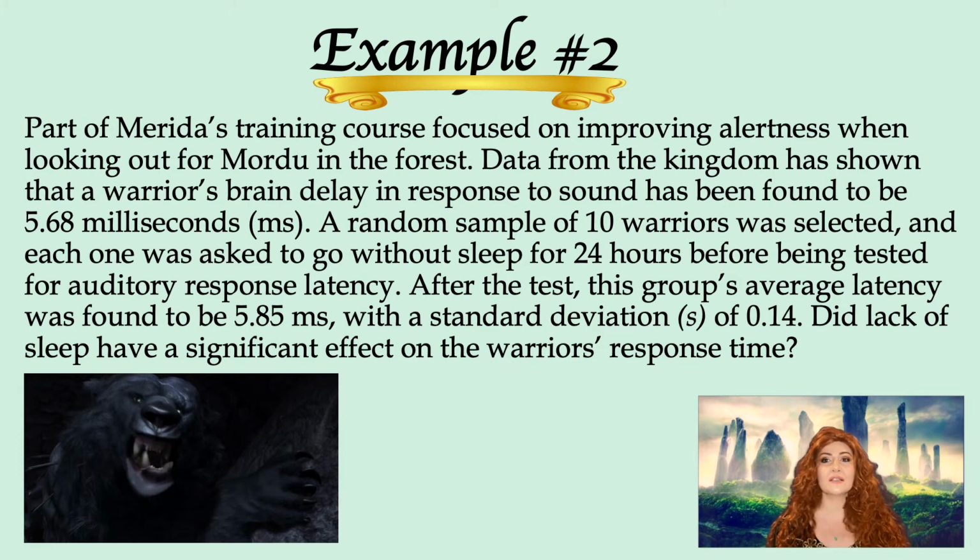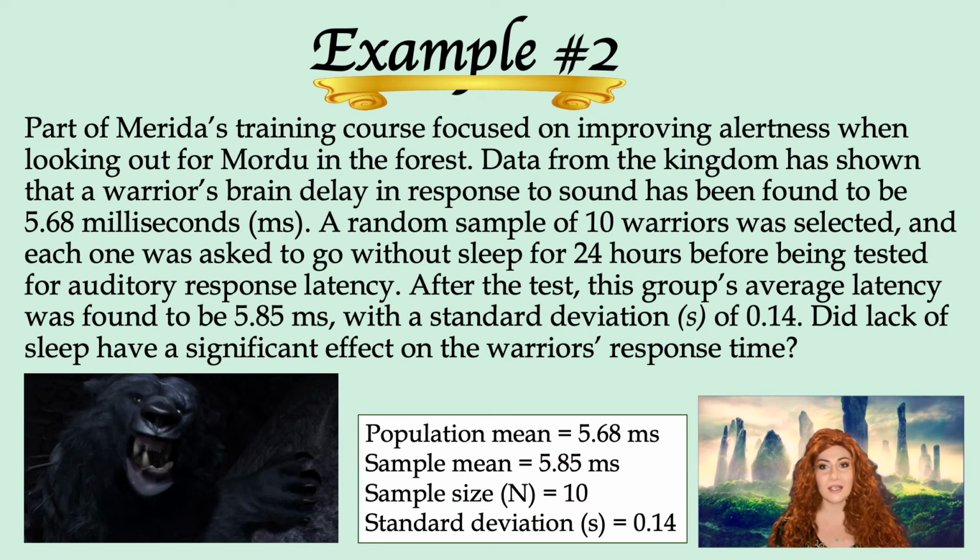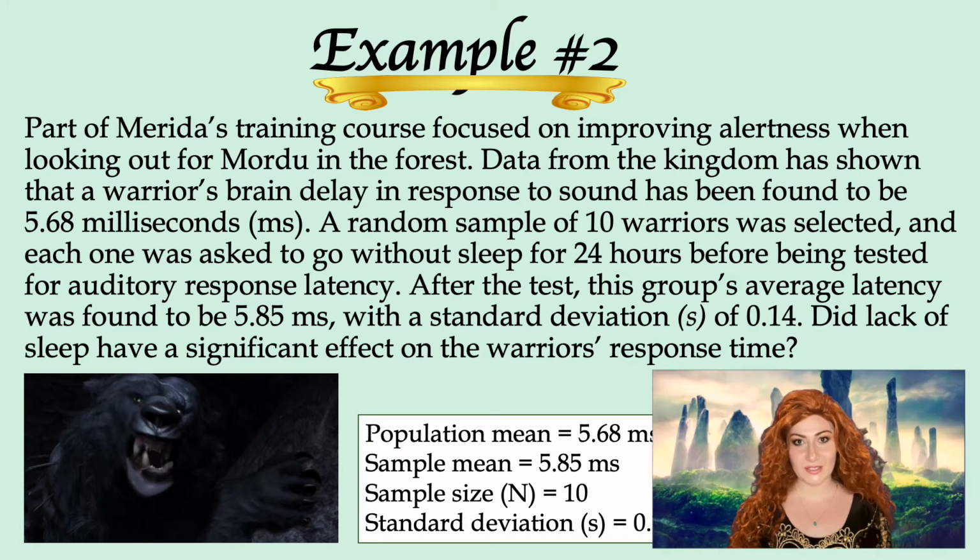So what we need to do is pull out the numbers that actually matter to us for our formulas. We know that the population mean is 5.68. We know that the sample mean is 5.85. We know that our sample size is 10, and we know that standard deviation is 0.14. So now using the 7 steps, let's do some hypothesis testing to answer this question.